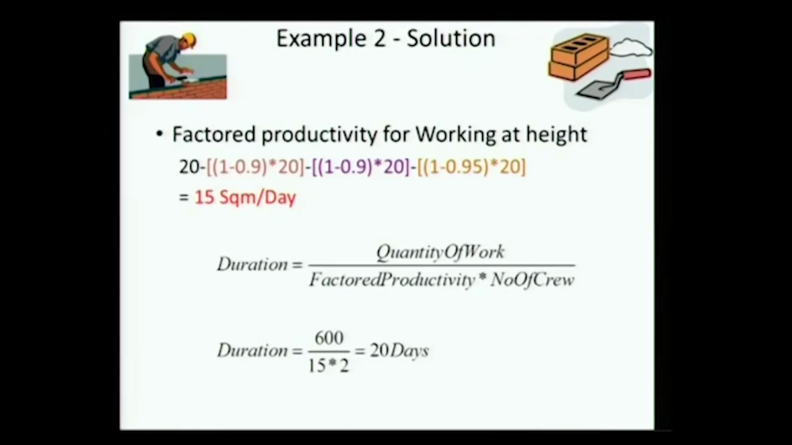Now, given this data, how would I factor it? Multiply all these factors directly, or each of them independently reducing the 1 by 1 plus? Okay, they are all reducing the productivity. 20 is the base, each factor is reducing it independently by a certain amount. Okay, so you get 15 square meter per day, and now what was taking 15 days earlier is now taking 20 days because it is working on a height. Okay, so this is one way of factoring.